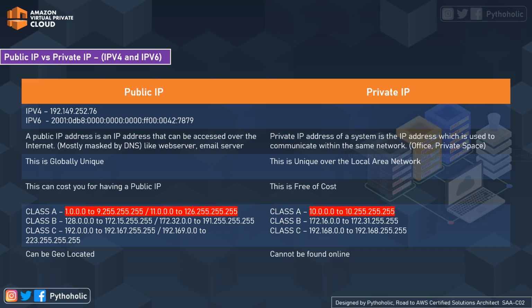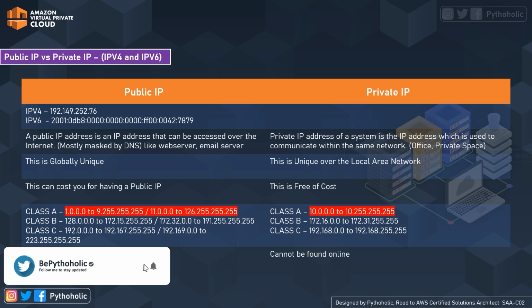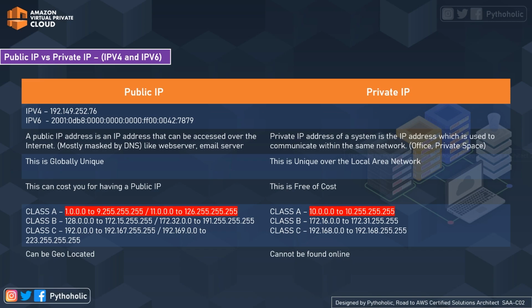and IPv6 are alphanumeric whose binary bits are separated by a colon, and it also contains hexadecimals. And as we have already discussed, a public IP is an IP address that can be accessed over the internet, that is mostly masked by a DNS like web server, email server, whereas private IP addresses of a system is the IP address which is used to communicate within the same network. That is the office space or the private space. And public IP are globally unique, but private IPs are unique over the local area network. And you might have to pay for a public IP, but private IP is usually your own and company managed.